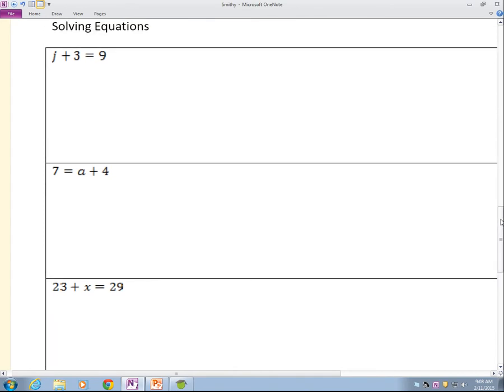So we have an example here. J plus 3 equals 9. And I'm going to rewrite this so it's bigger, because we will have plenty of room. So I want you to rewrite it as well. J plus 3 equals 9. So you have to look at this and be like, okay, what's happening to the variable?